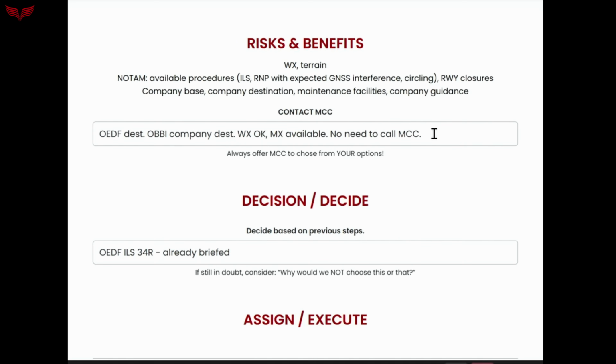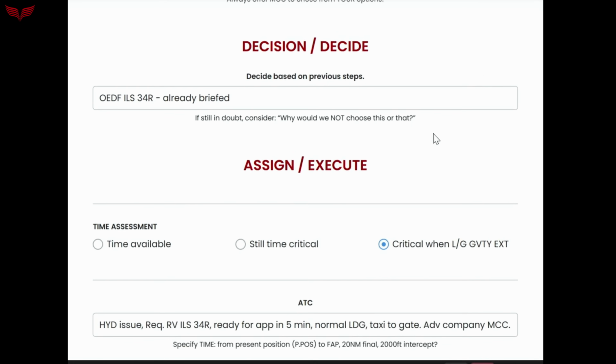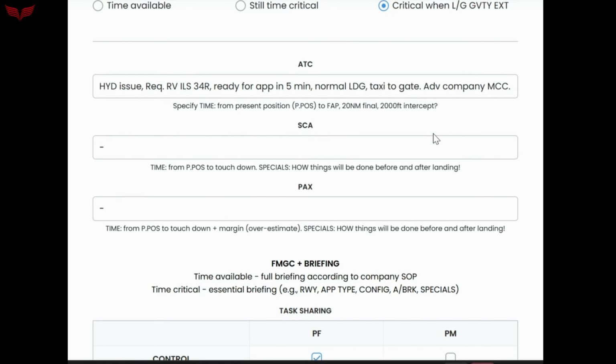We could quickly call or text MCC with our options, but I'm quite sure they would like us to continue to the destination. Decision. Decide. Dammam ILS runway 34 right. Assign, execute. Time critical when landing gear gravity extension.